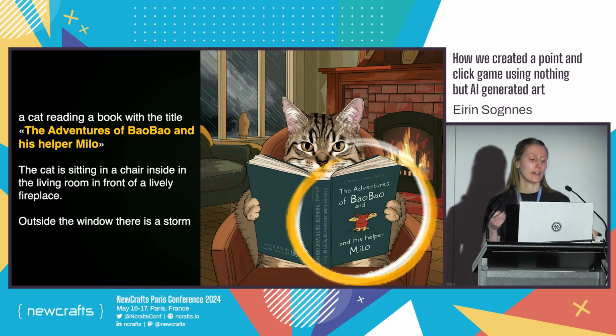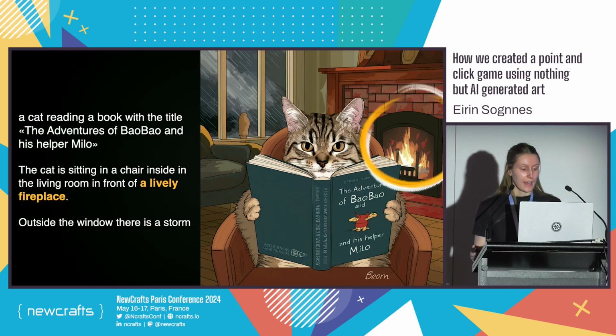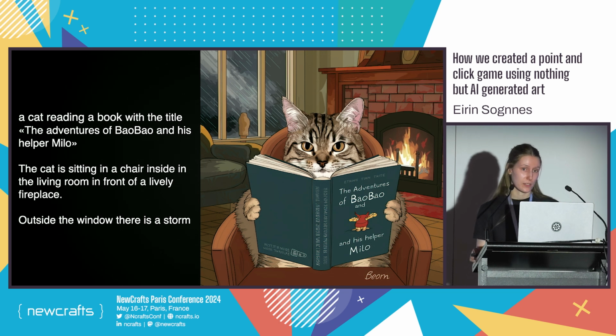It's supposed to be The Adventures of Bao Bao and His Helper Milo. And the only error here is the double and. So it says Bao Bao and and his helper Milo. So that's pretty good as well. And it's also having the lovely fireplace. And it's having the storm outside the window. So it's basically getting everything I'm asking for here, which is a big change from what it was like before.